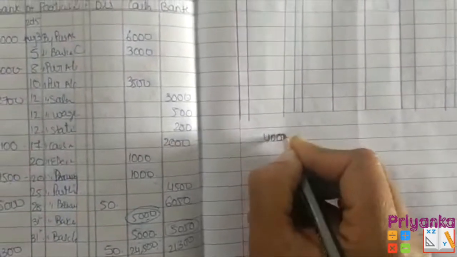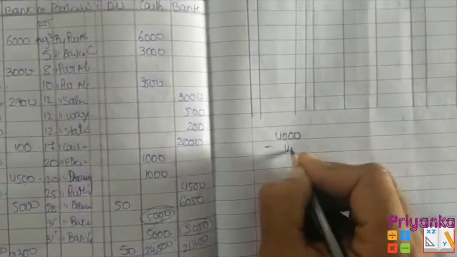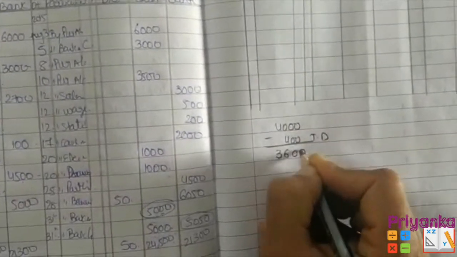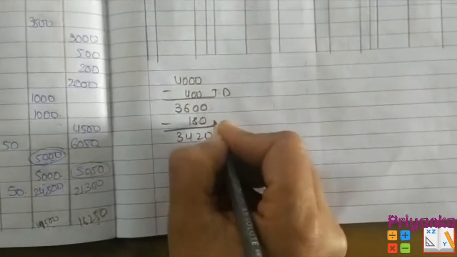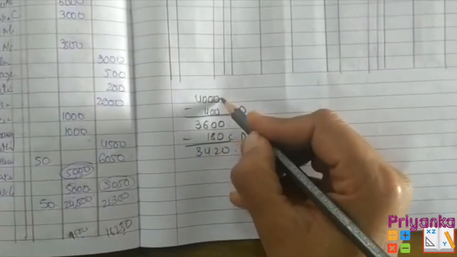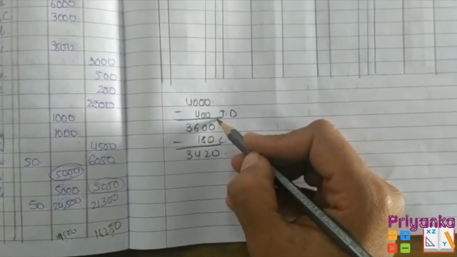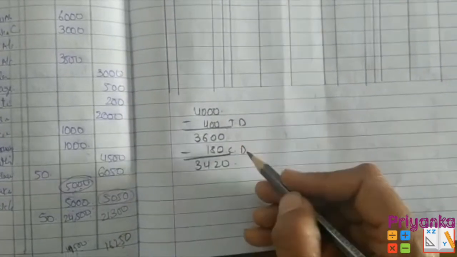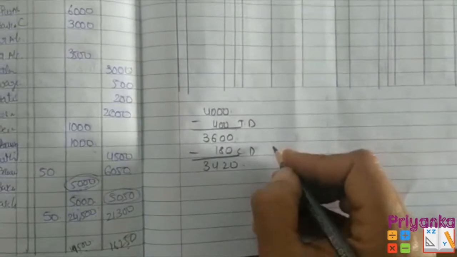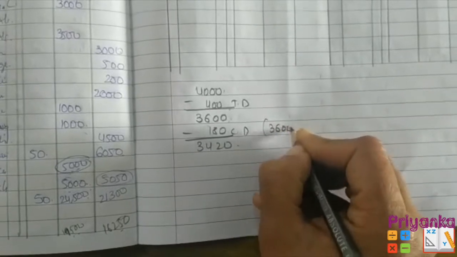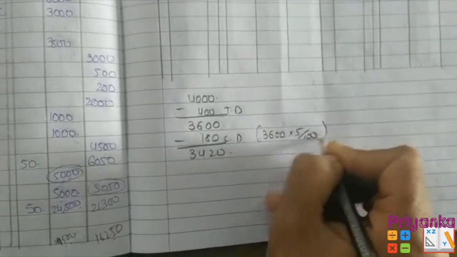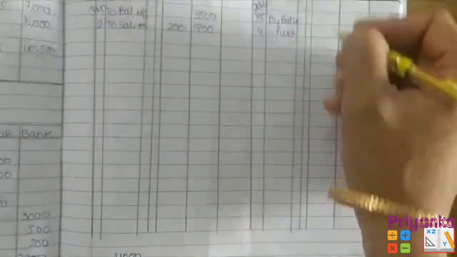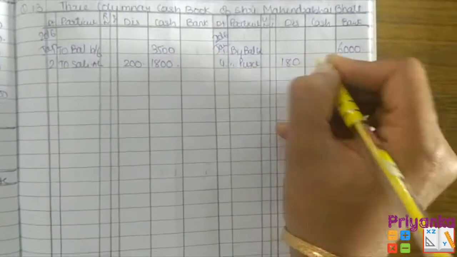Take 4,000. First remove 10% for the trade discount. The remaining balance is 3,600, from which 5% of it has been removed. 3,600 into 5 divided by 100. I got 180. That's a cash discount which will be put on entry into the discount column, 180.